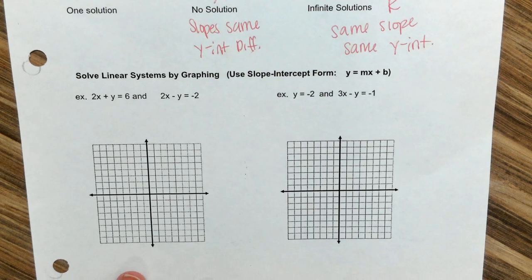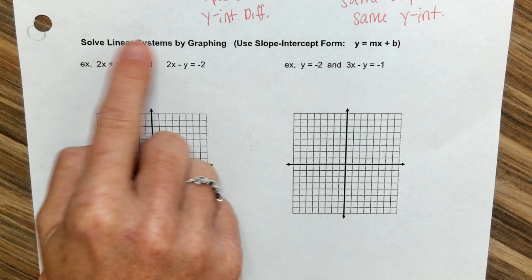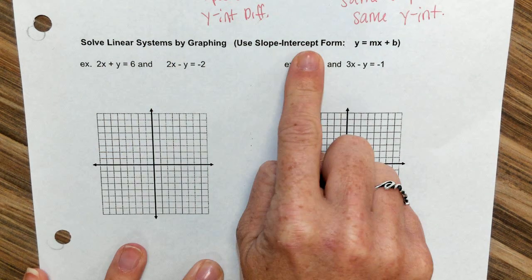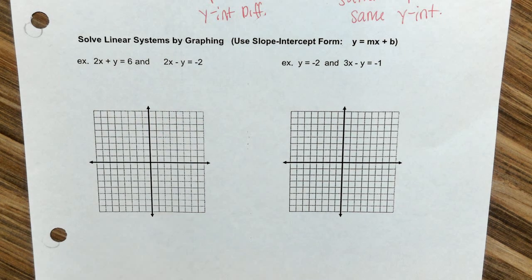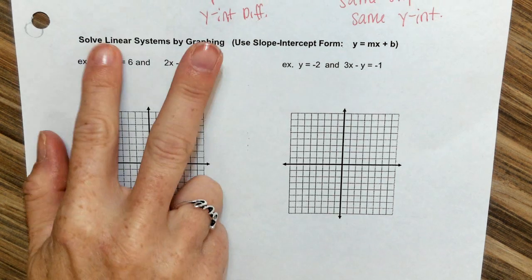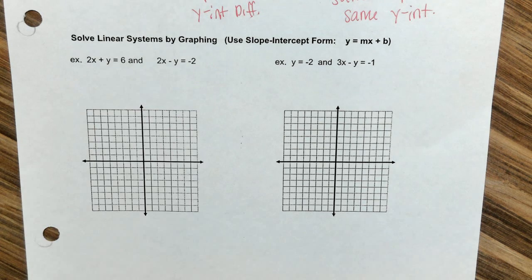All right, so let's go do the first one. It says, solve the linear system by graphing. Use slope-intercept forms. So how many equations are we going to be graphing on one graph? 2. Okay, where's the answer going to be? Where they meet. That's going to be your answer, and you're going to write it as a solution as an x, y. So to graph these 2 lines, I need to rearrange them to y equals mx plus b, yes?